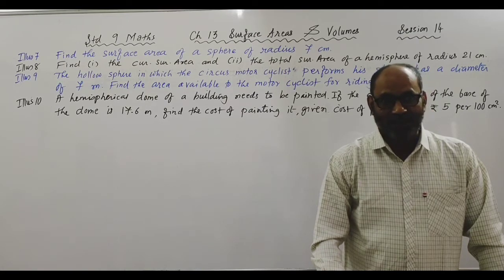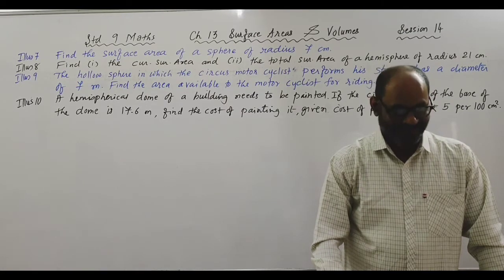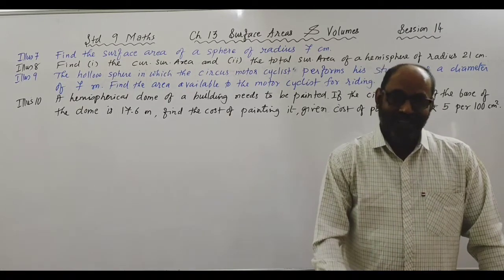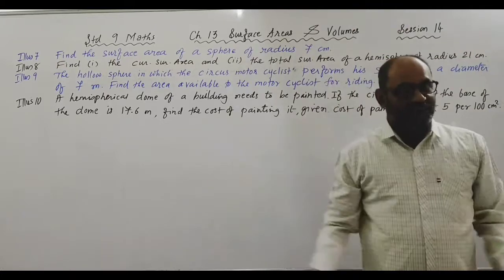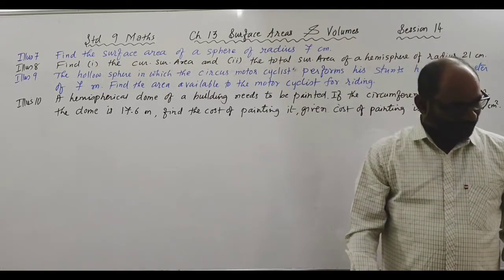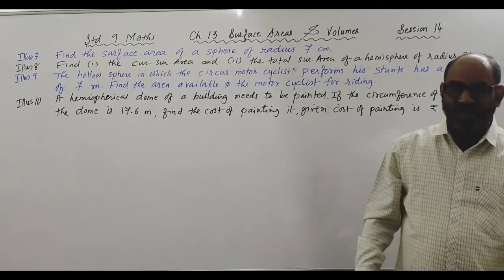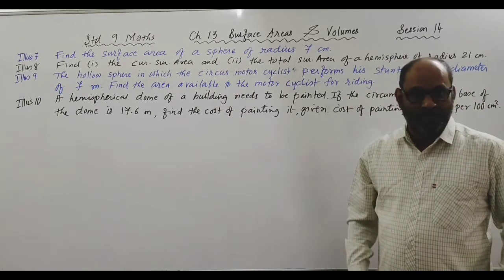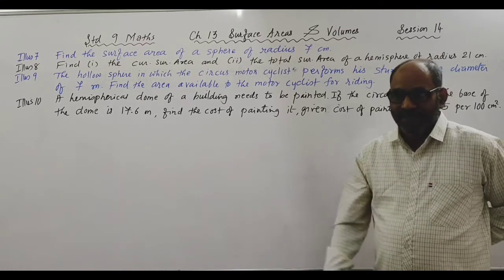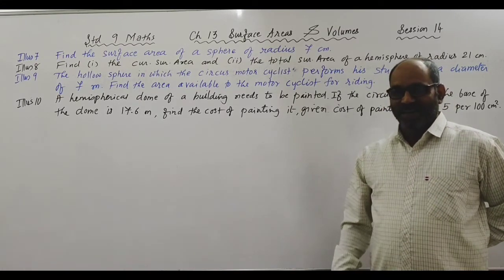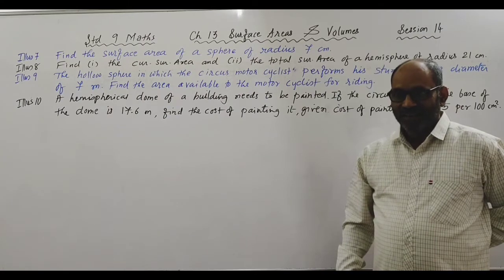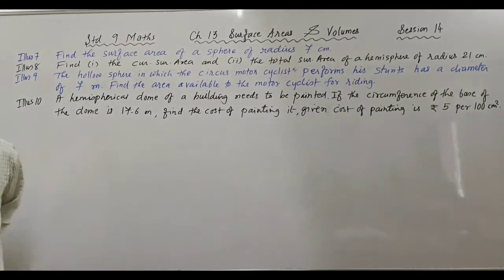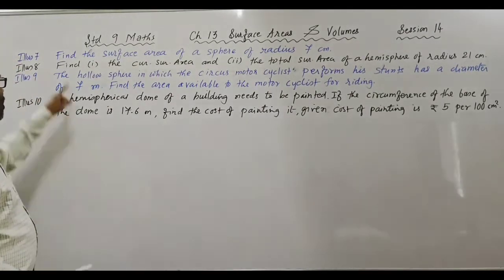What is the curved surface area of a hemisphere? 2 pi r square. Total surface area? 3 pi r square. And surface area of a sphere? 4 pi r square. Very good. Can we solve the four illustrations based on these formulas?